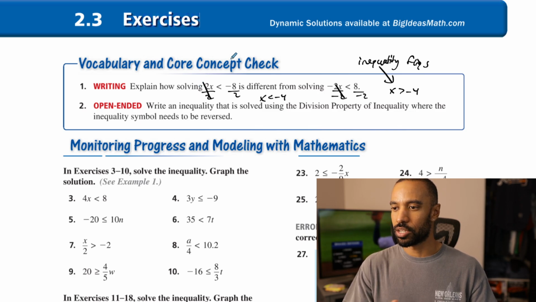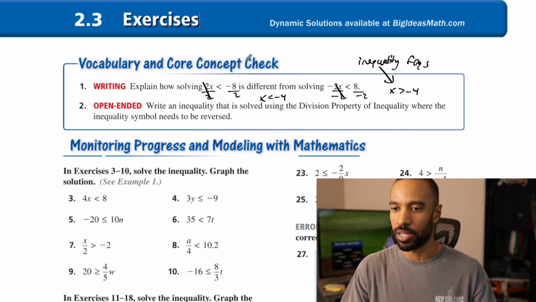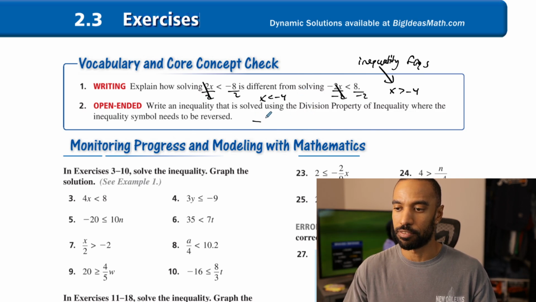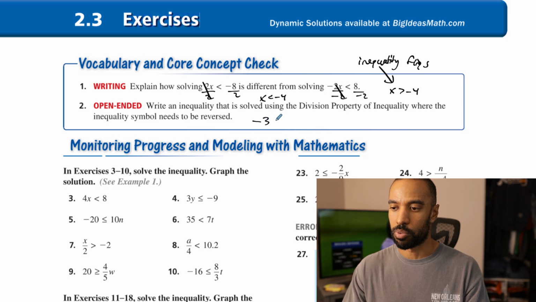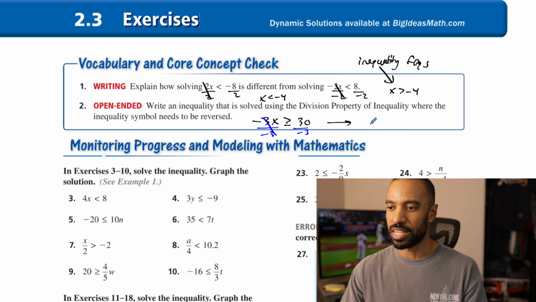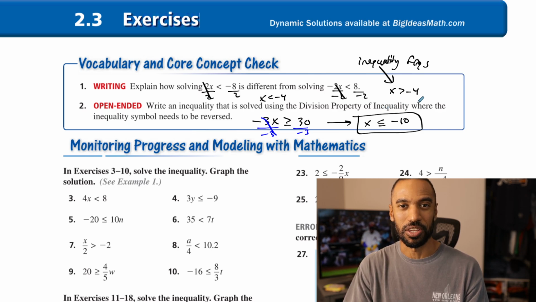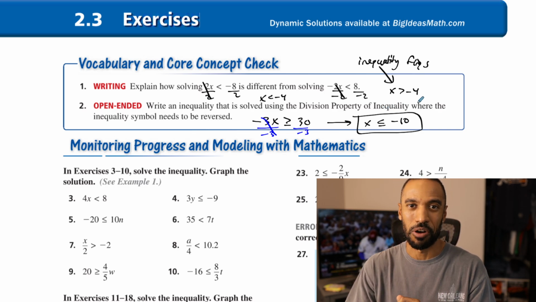Open-ended. Write an inequality that is solved using the division property of inequality where the inequality symbol needs to be reversed. Well, anytime you divide by a negative. So let's start with a negative here. It's solved using the division property, so we start with multiplication. Something like this. This can be, say, negative 3x greater than or equal to 30. And now we solve this by dividing both sides by negative 3. By the way, this flips now. x is less than or equal to negative 10, like that. So in these two questions, they're really stressing the idea that dividing by negatives is something you've got to be careful of. So they're really reminding you now before we get started.